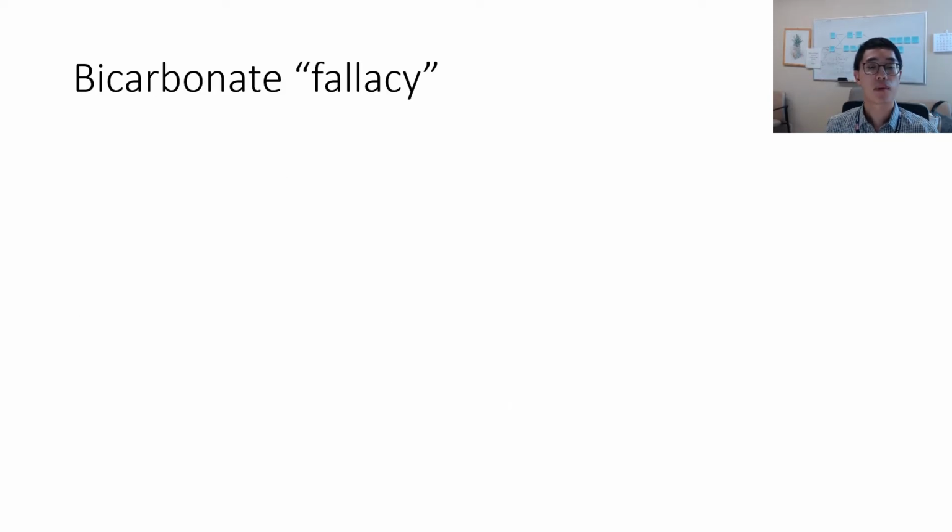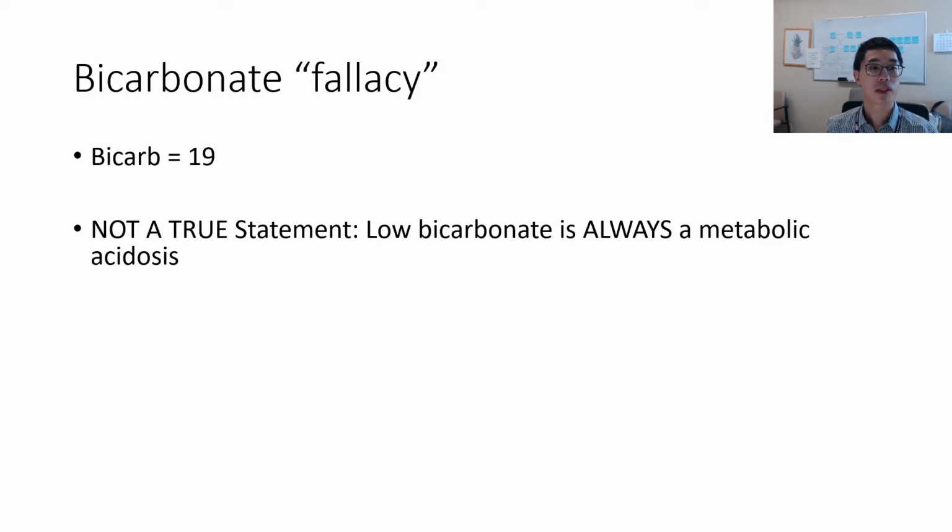Let's briefly talk about the bicarbonate fallacy. Many times we will look at the chemistry panel and declare that a low bicarbonate level, for example here with a bicarbonate of 19, is due to a metabolic acidosis. The majority of the time this is true, but as you can see in this ABG with a pH of 7.7, which represents an alkalosis, the PCO2 is low, which means you have a primary respiratory problem, and the bicarbonate is 19, which is the opposite direction of what you expect for the pH.